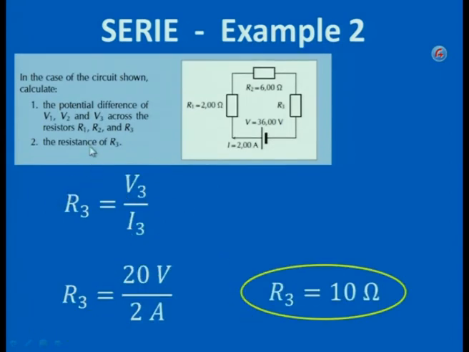Now the resistance of R3, which is the second part of this question. R is V3 divided by I3. V3 we just calculated to be 20 volts, and I3 is the same current flowing through all of these resistors, 2 amperes. R3 is then 10 ohms.